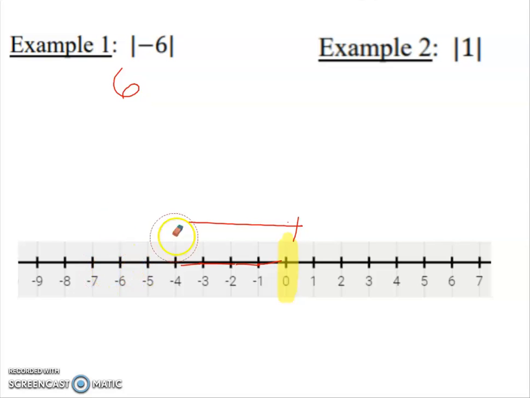I can then look at, for example 2, the absolute value of 1. Positive 1 is right here. The distance between 0 and 1 is 1. So the absolute value of 1 is going to be 1.